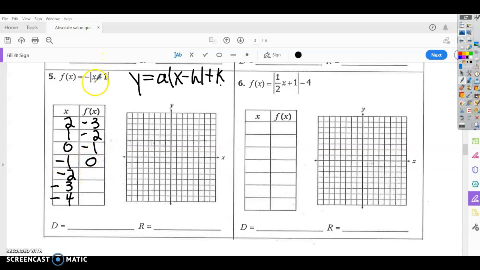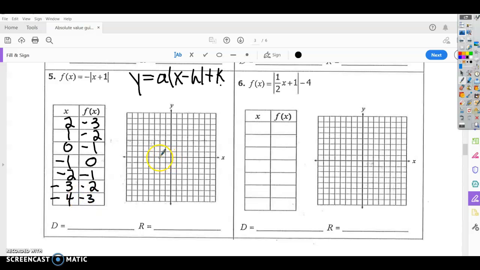And then I take -2 plus 1. -2 plus 1 is -1. Absolute value becomes 1. 1 times -1 is -1. -3 plus 1 is -2. Absolute value becomes 2. 2 times -1 is -2. And -4 plus 1, -3. Absolute value makes it 3. 3 times negative is -3.